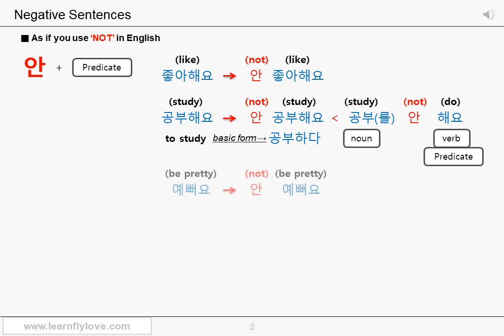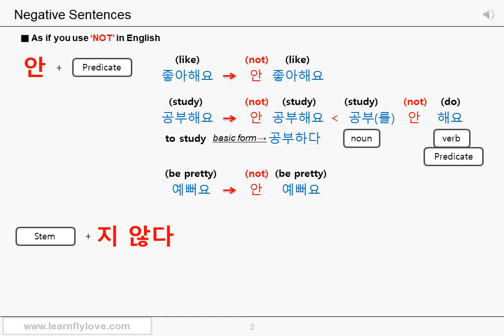It's the same with an adjective predicate. For example, 예뻐요, someone is pretty. 안 예뻐요, not pretty. Easy peasy. Next, you can also use the compound expression 지 않다. This is a compound expression, as I've just said, so you add it to the stem of a verb or an adjective and need to conjugate the 않다 part.